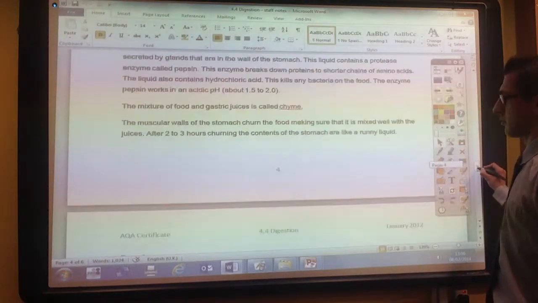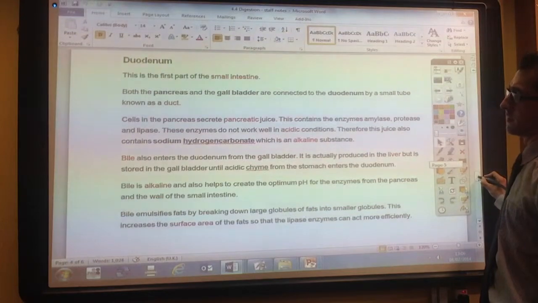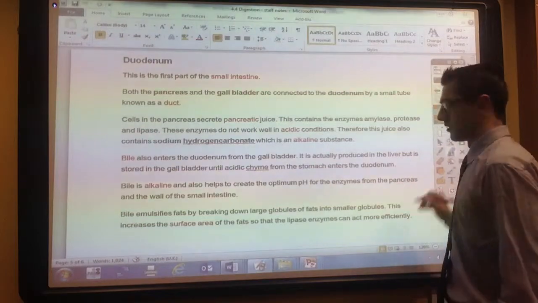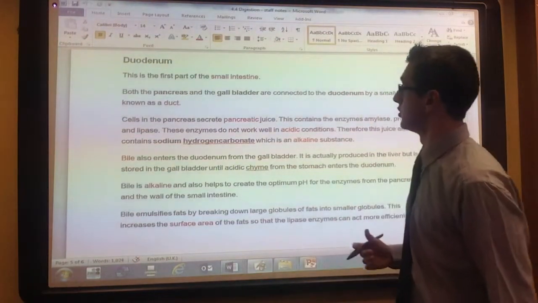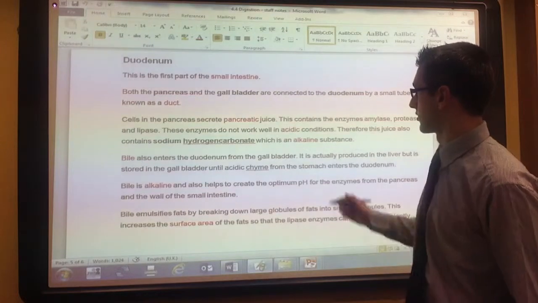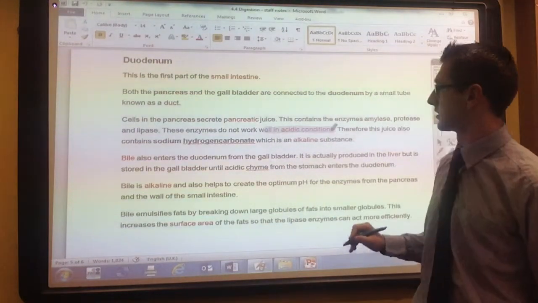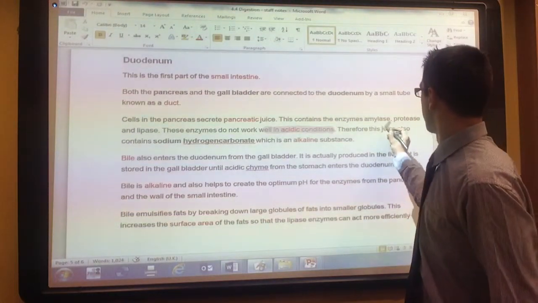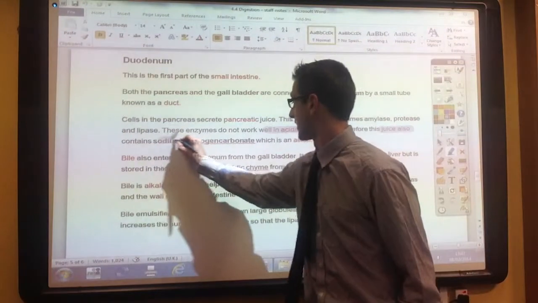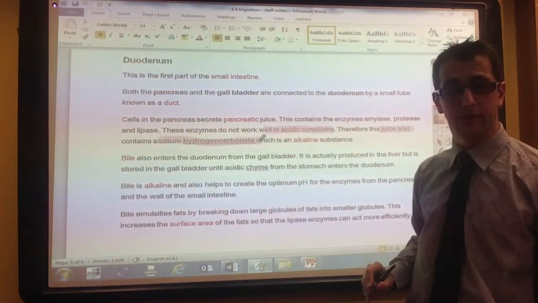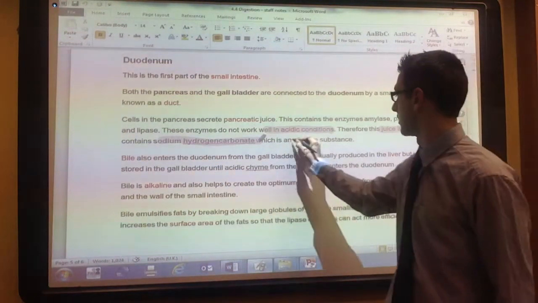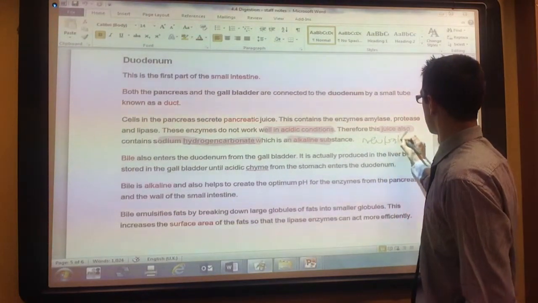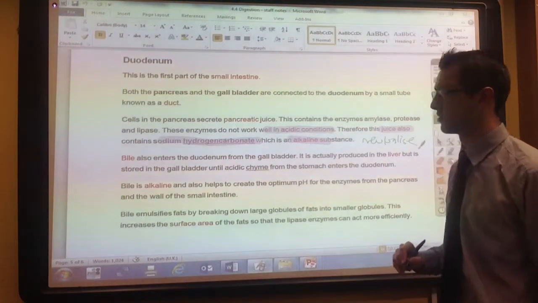From there, the food entered the first part of the small intestine, which was the duodenum. And the duodenum needs to work in a fairly neutral environment. So therefore, the strong acidic conditions that came out of the stomach aren't suitable for the enzymes. And so therefore, the juice contains sodium hydrogen carbonate, which is an alkaline solution to help neutralise that acid that has been produced.